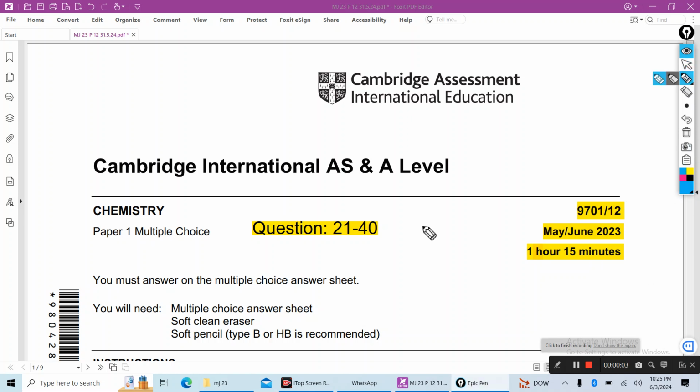Hello students, now I am going to discuss Cambridge A-Level Chemistry May-June 2023 paper 12 MCQ paper, questions 21 to 40. Let's move.